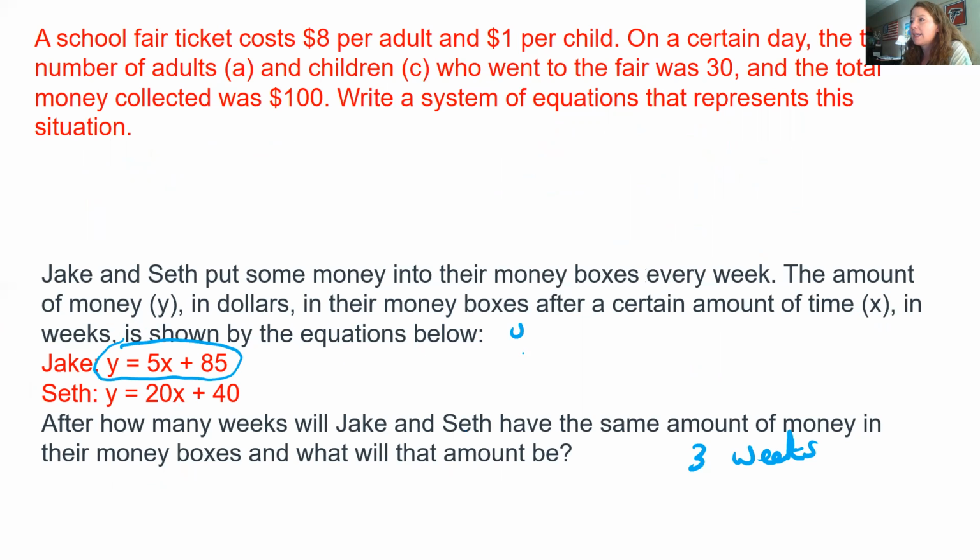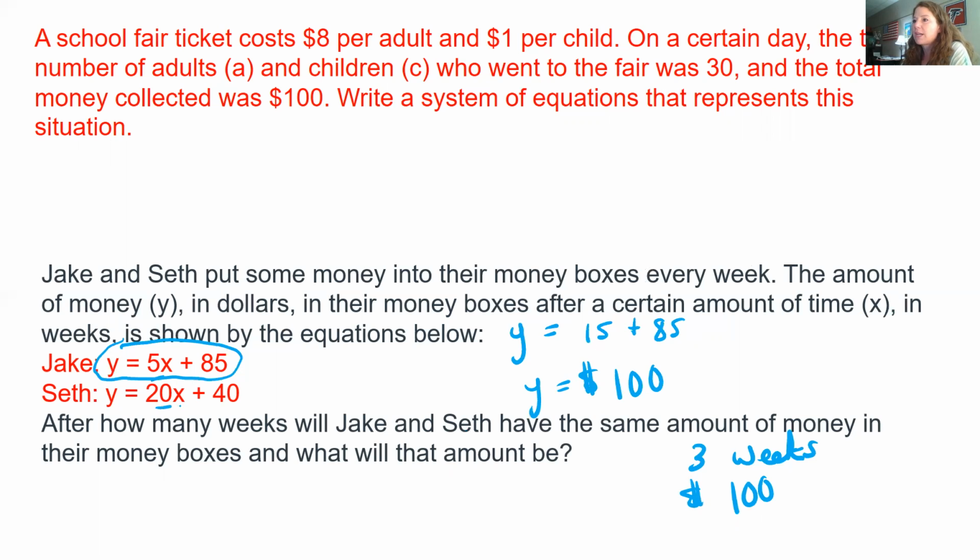So Y is equal to 3 times 5 is 15 plus 85. So what is 15 plus 85? It's $100. Remember, that was their money? So they each will have $100 after 3 weeks.